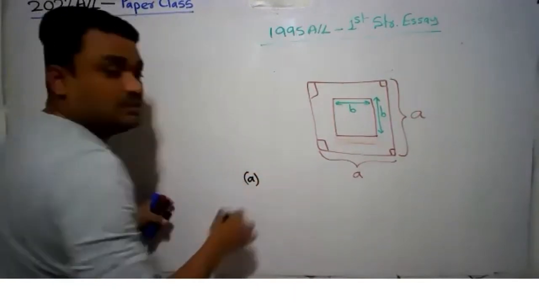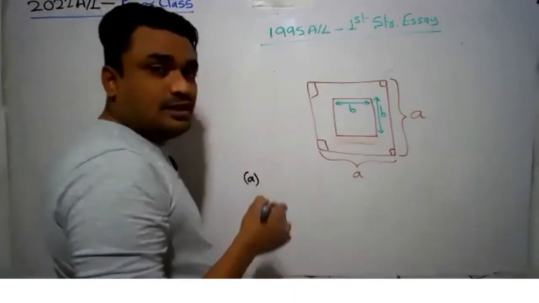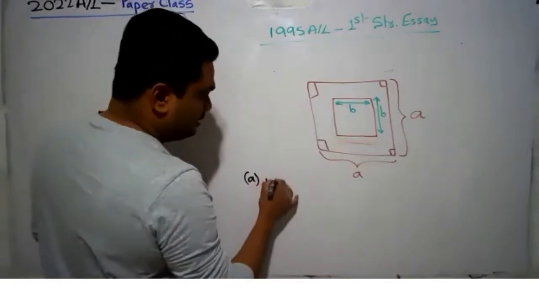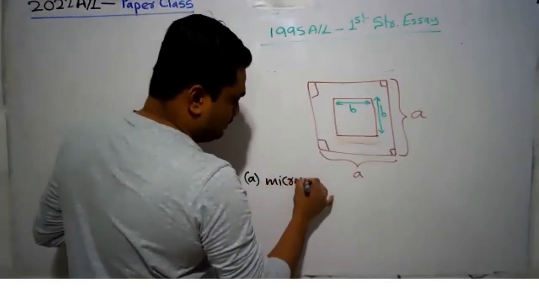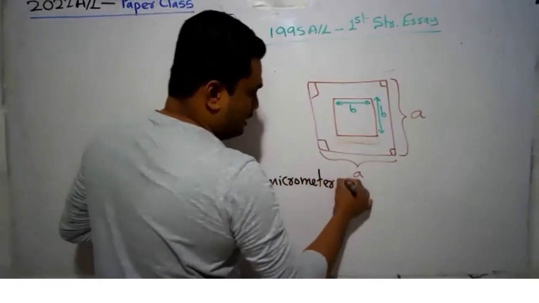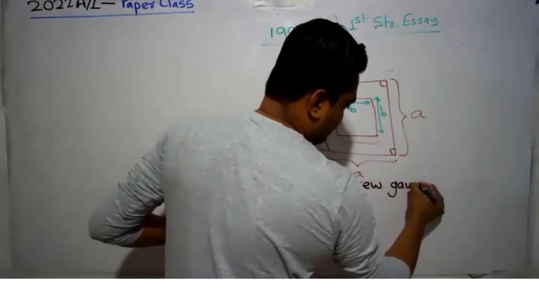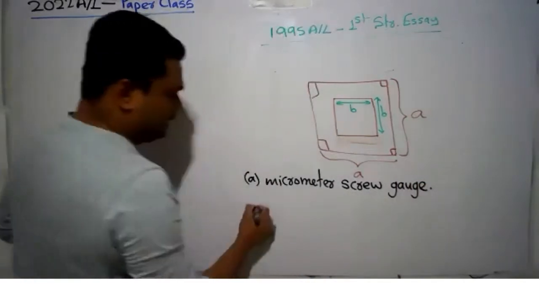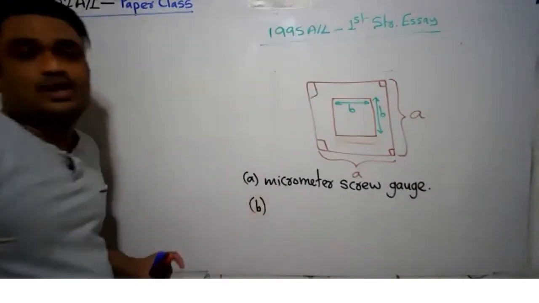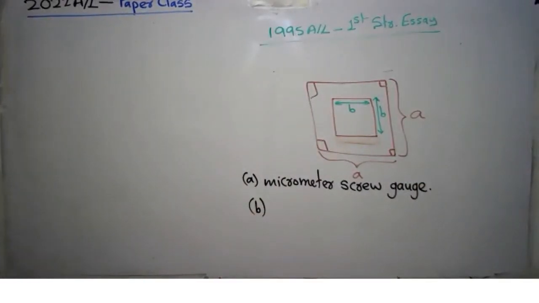Therefore, the answer for question A, the best instrument to measure the thickness, is the micrometer screw gauge. Then let's go to question B.